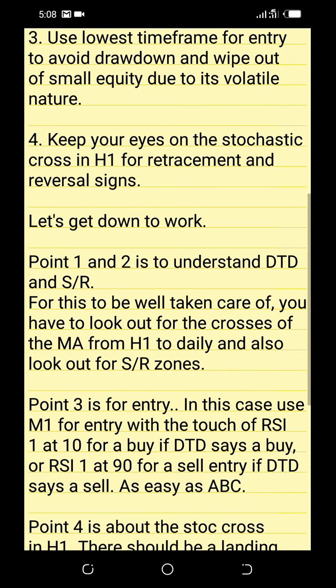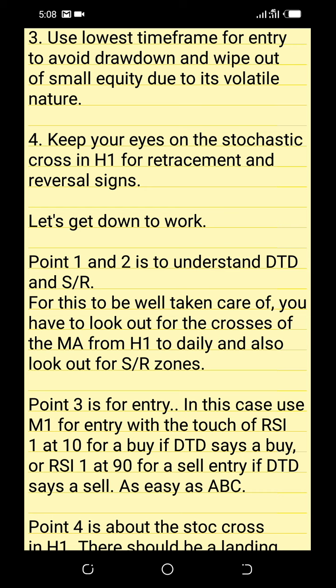Okay, yes. Now, points 1 and 2 are to understand DTD and support and resistance. What I call DTD is the dominant trend. Dominant trend can start from H1, at least the one that is dominating for that period of time. You can find a dominant trend using H1, for instance. You can use H4 also. You can also use daily, depending on the structure at the time. Sometimes it may be difficult for you to see a clear structure using daily. Sometimes you may not be able to see it early enough, so you can see a clearer picture using H1. You can also see a clearer picture using H1.